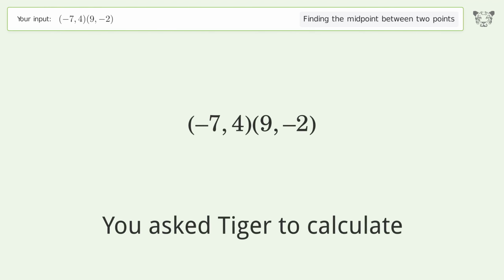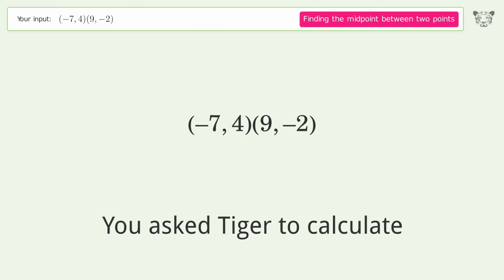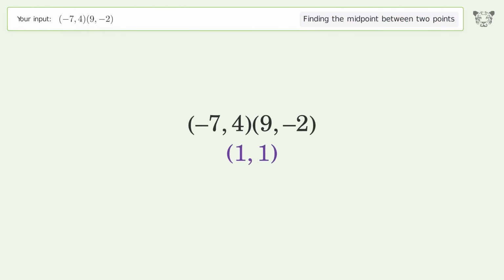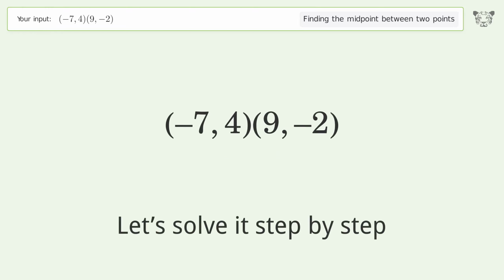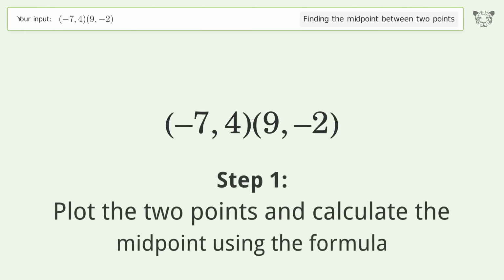You ask Tiger to calculate. This deals with finding the midpoint between 2 points. The midpoint between the 2 points is 1, 1. Let's solve it step by step. Plot the 2 points and calculate the midpoint using the formula.